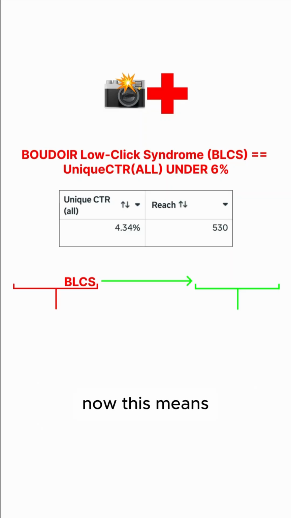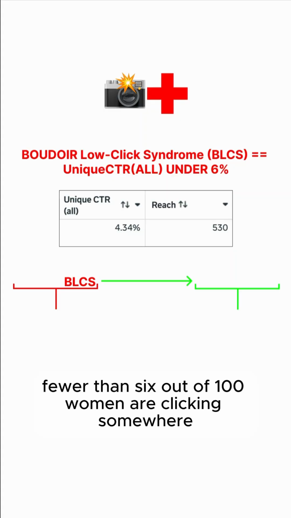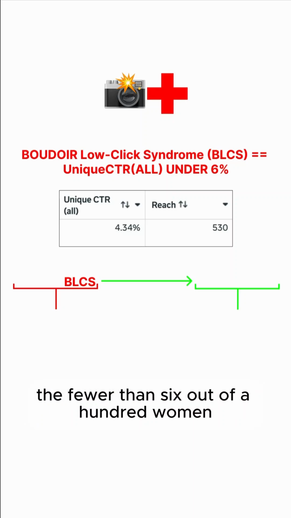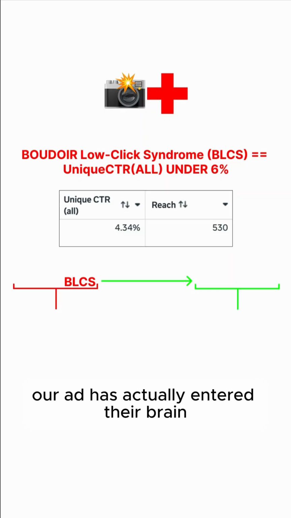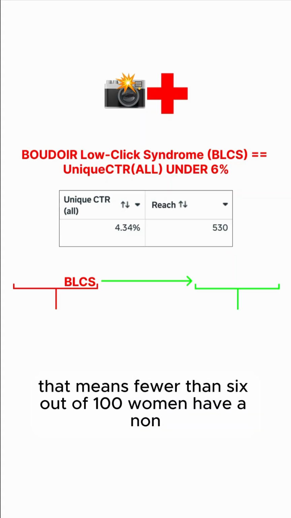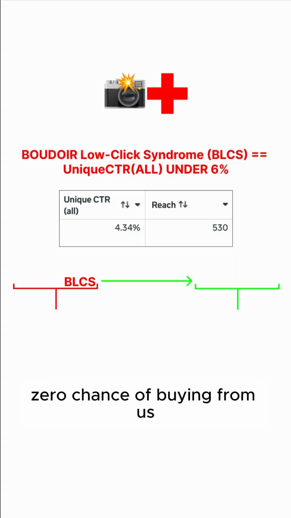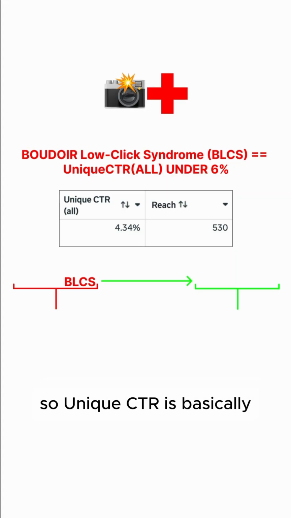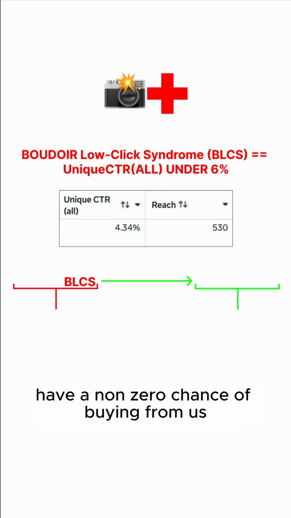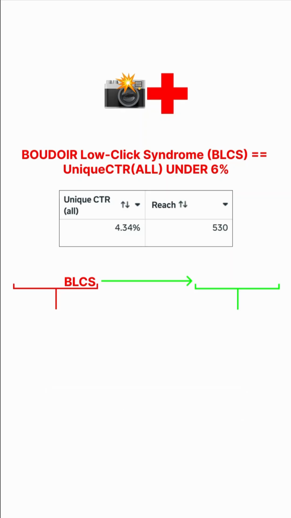Now, this means fewer than 6 out of 100 women are clicking somewhere on our Boudoir Facebook ad, which means that if fewer than 6 out of 100 women click, our ad has actually entered their brain. And the final thing we're actually looking for is that fewer than 6 out of 100 women have a non-zero chance of buying from us. So unique CTR is basically how many women out of 100 did we get to have a non-zero chance of buying from us. That's literally what it is.